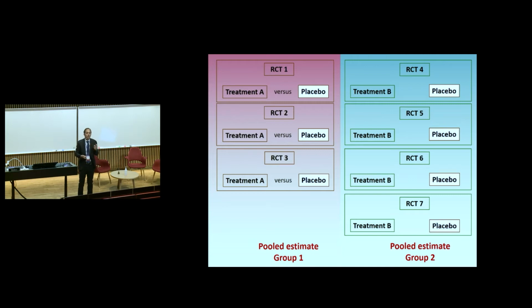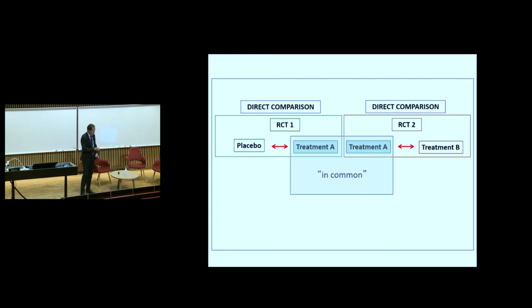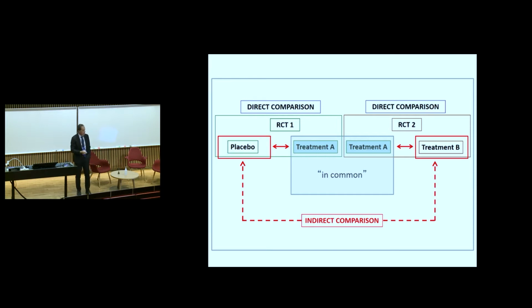But if my question is, what is the difference between A and B? And there are no studies, exactly what we were discussing this morning, where Dr. Doe mentioned: if we don't have comparative data between A and B, what's the answer to my patients? So we have a methodologically robust framework to answer this question, and in a nutshell it is this. If I have a group of studies comparing A versus placebo, and another group of studies comparing A versus B, and I have A as a treatment in common, I can calculate the indirect evidence, B versus placebo, and fill the gap.